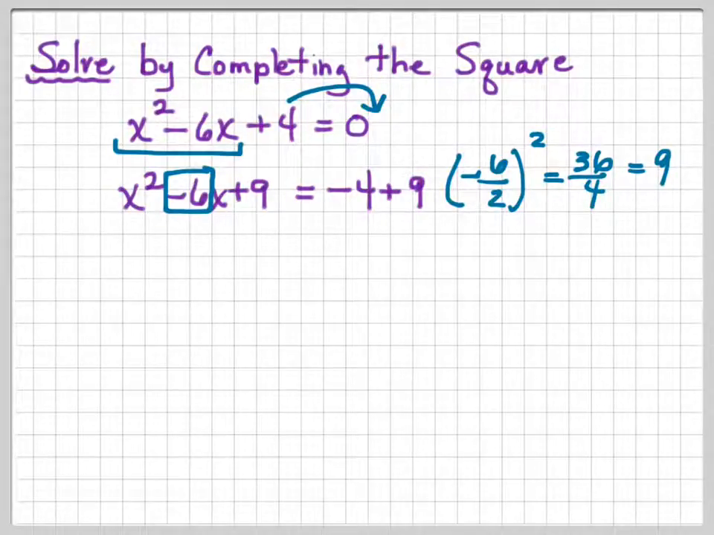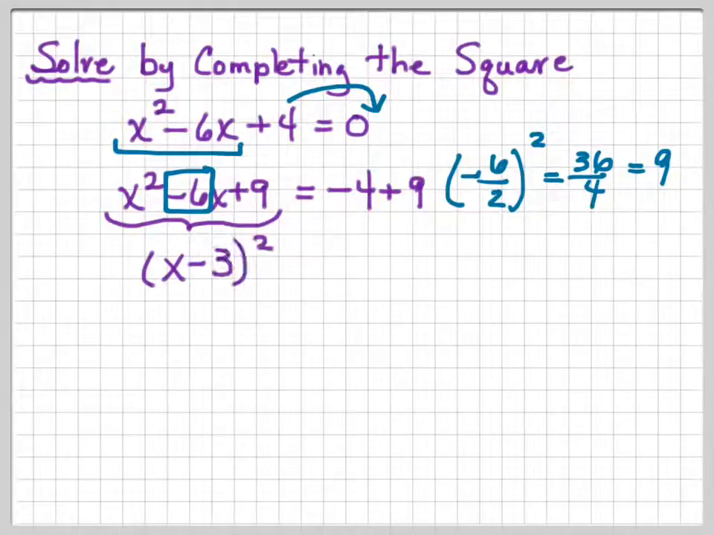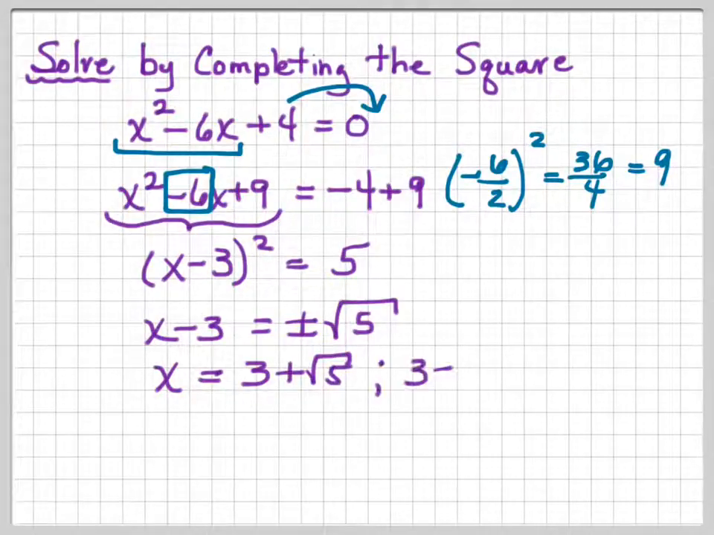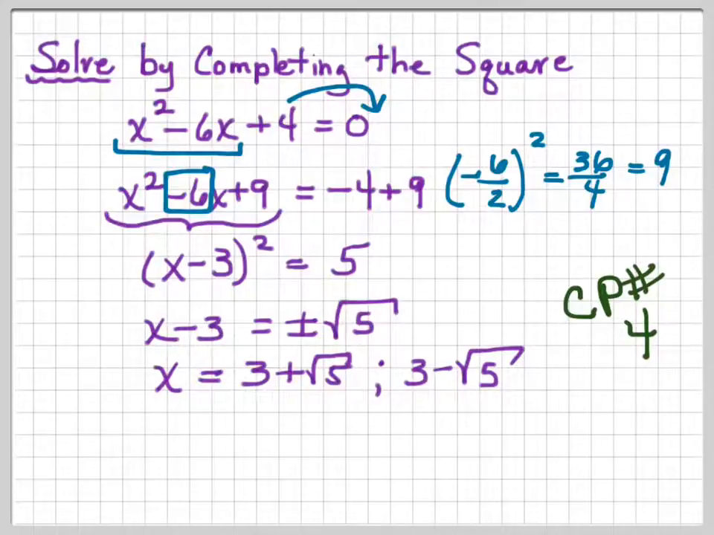When we do that, on the left-hand side, we now have our perfect square, which is x minus 3 squared. And on the right, it is equal to 5. Negative 4 plus 9 is 5. So now we use our square root property, and we're going to take the square root of both sides, and so we'll have x minus 3 equals plus or minus the square root of 5, or x equals 3 plus square root of 5, 3 minus square root of 5. Okay, so now go do your checkpoint number 4 and come back. And we're going to move on now.